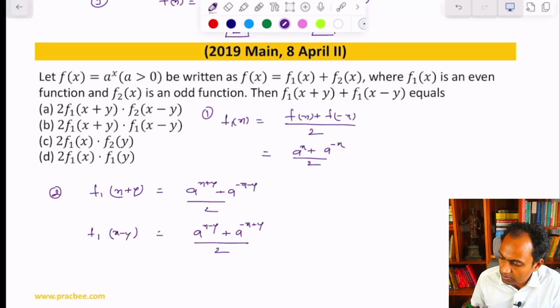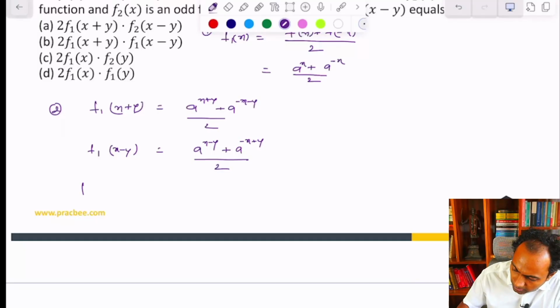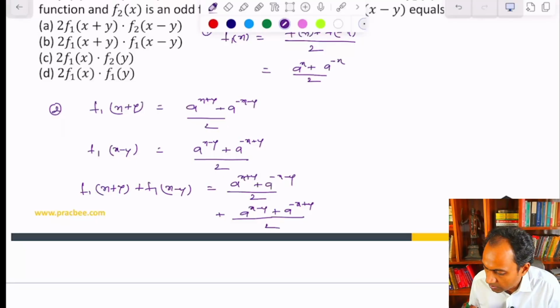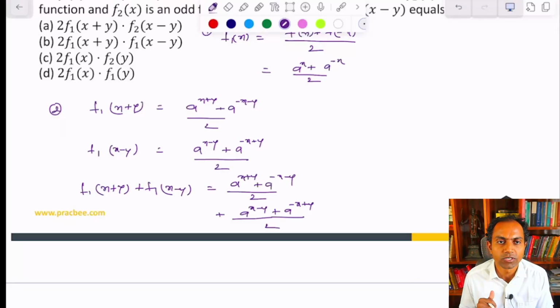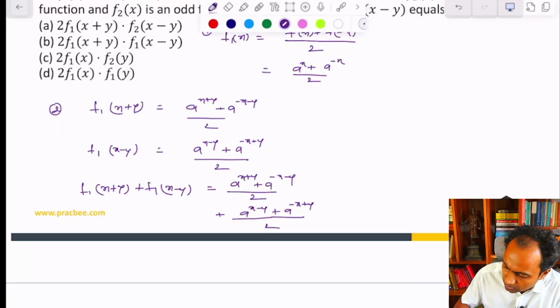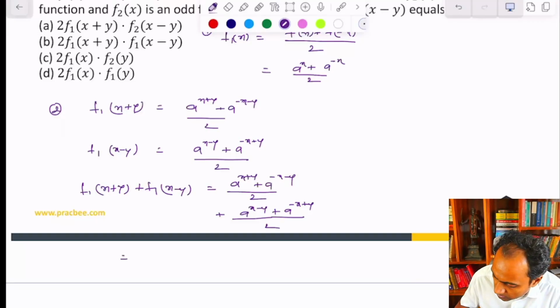If I add them, let us see what happens. This will become f1 of x plus y plus f1 of x minus y, which can eventually be written as a raised to the power x plus y, plus a raised to the power minus x minus y by 2, plus a raised to the power x minus y plus a raised to the power minus x plus y divided by 2. Now based on the options, we can do two things. One, we can check the options. That is one way of doing it. Another thing is we can factorize it. So the two parts that we have written above can be taken outside.